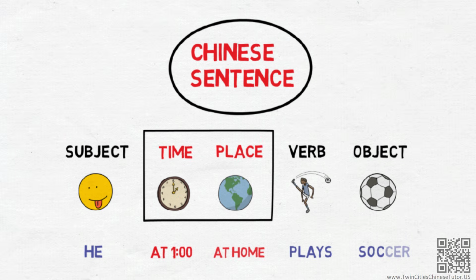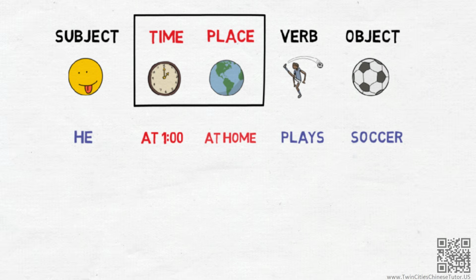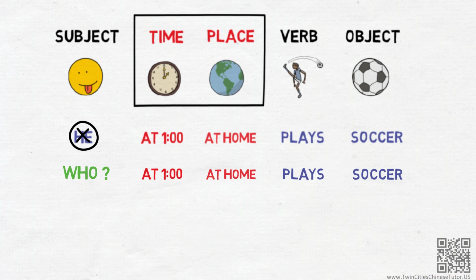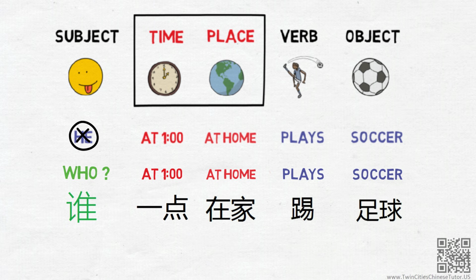However, in Chinese, these question words do not always show up in the beginning of the sentence. Chinese question words work more like a blank space for you to fill in the missing answers. Let's imagine that we want to ask a question about the person involved. We would use the question word who. And then we'll build the rest of the question exactly the same way as we would in a statement. So in Chinese, it would be 谁1点在家踢足球?